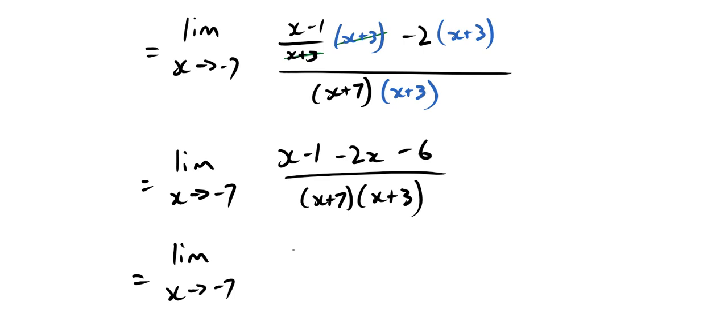x minus 2x is negative x. And negative 1 minus 6 is negative 7. See, that was pretty easy.